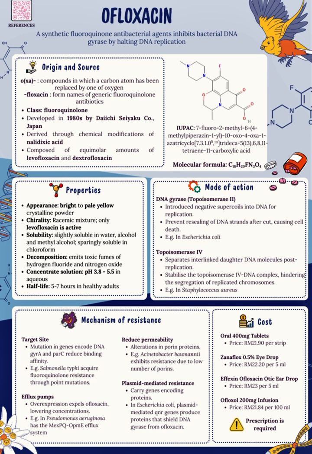Other than that, reduced permeability. Some bacteria like Acinetobacter baumannii produce fewer porins, reducing drug entry. This pathogen may express fewer porins, making it harder for ofloxacin to enter and act on the cells. Lastly, plasmid-mediated resistance. Genes on plasmids encode protective proteins like Qnr in E. coli, which shield the enzymes from ofloxacin.